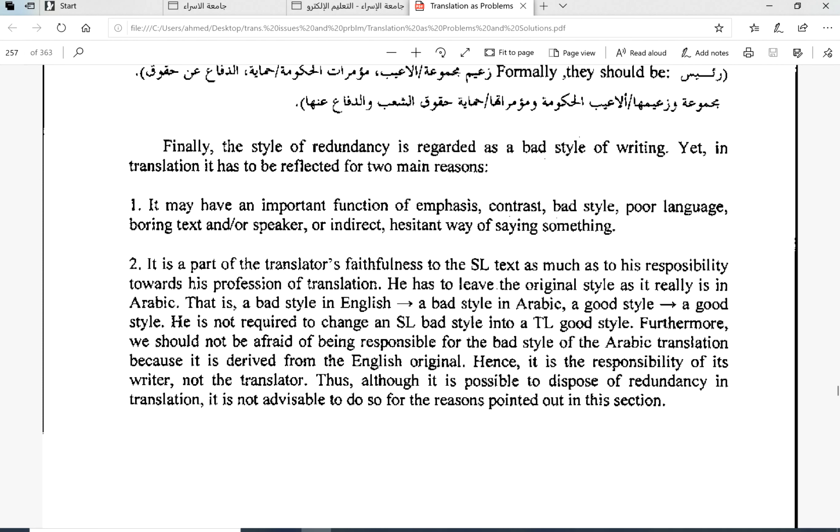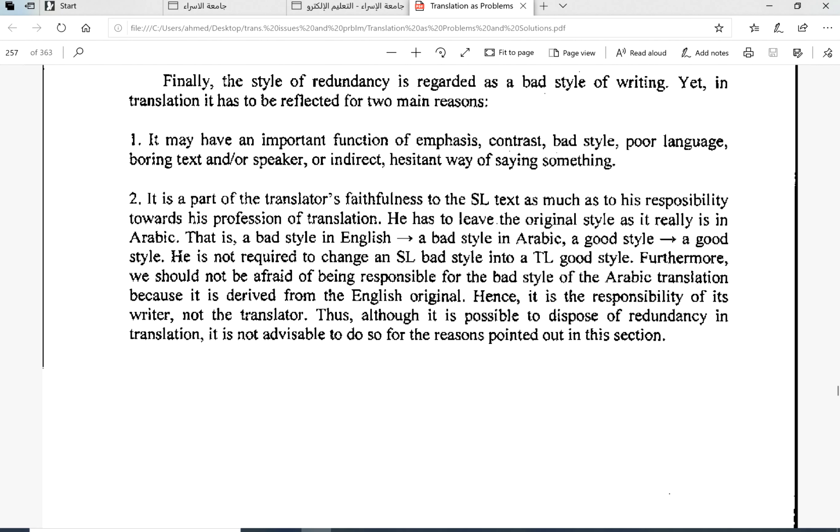We're gonna say finally, the style of redundancy is regarded as a bad style of writing. Yet in translation, it has to be reflected for two main reasons, which is: 1, it may have an important function of emphasis, contrast, bad style, poor language, boring text, or speaker, or indirect, hesitant way of saying something. Second reason is it is a part of the translator's faithfulness to the source language text as much as his responsibility toward his profession of translation. He has to leave the original style as it really is in Arabic.